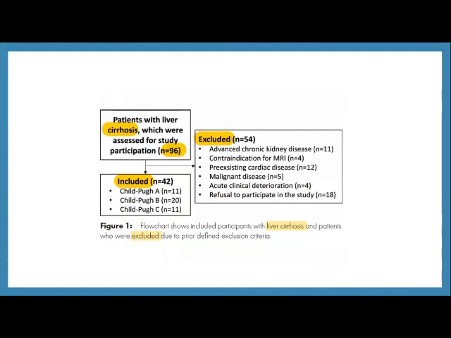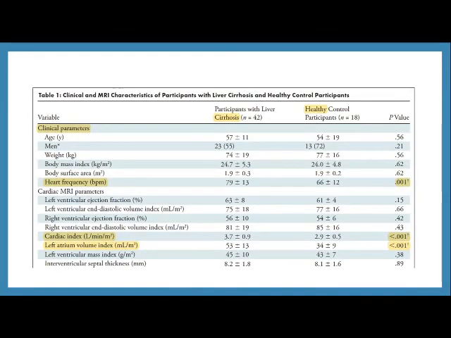So basically, we had 96 patients that all had liver cirrhosis, and basically, to end up, they had 42 patients that were included, having excluded all who had advanced chronic kidney disease, a contraindication for MRI, any pre-existing cardiac disease, malignant disease, acute clinical deterioration, or refusal to participate in the study.